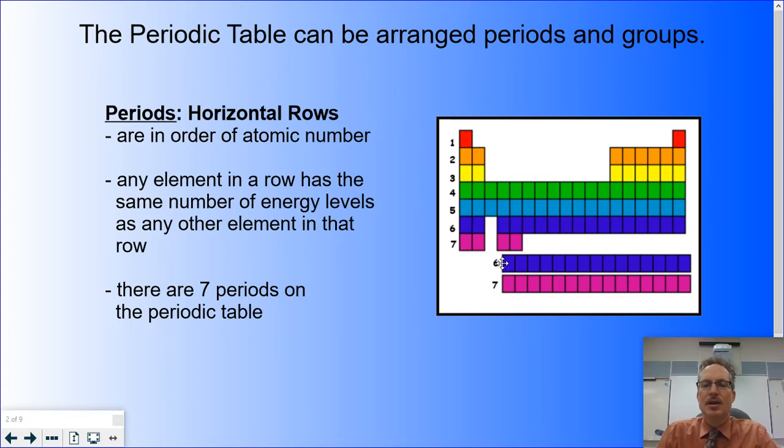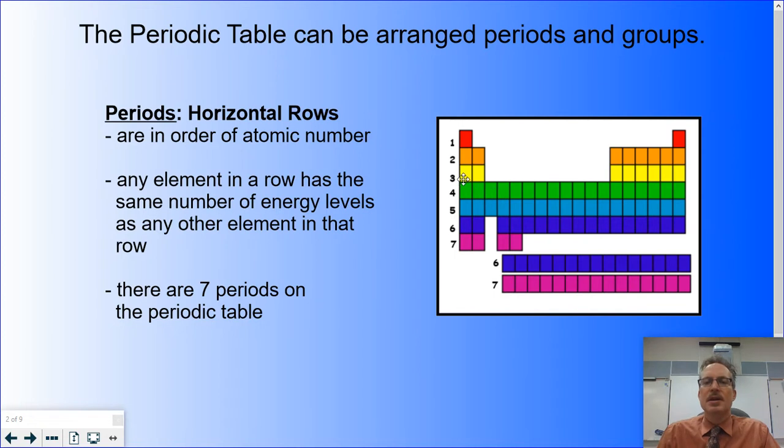as you count across, these 2 bottom categories that are pulled out actually fit right up here where there's a little blank left. Really, the only reason that those are pulled out is so that you can fit the periodic table onto one piece of paper. The rows go in atomic order: hydrogen 1, helium 2, lithium 3, beryllium 4, boron 5, etc., all the way through. If we drew an energy level diagram, the number of energy levels that you have tells you which period you're in.